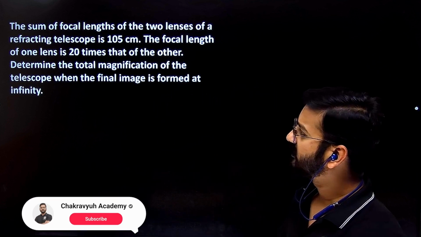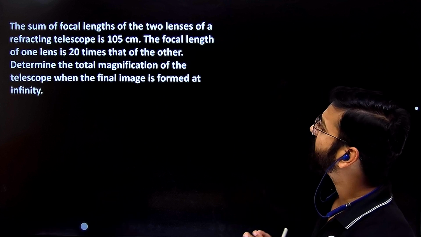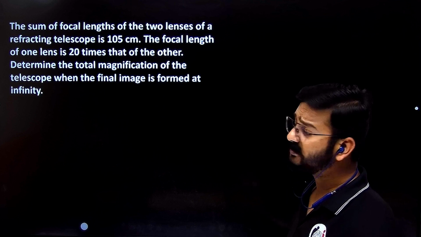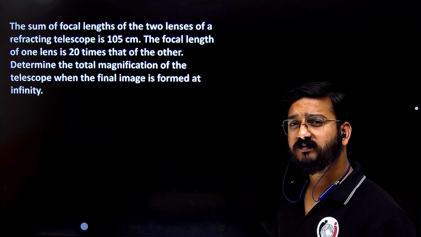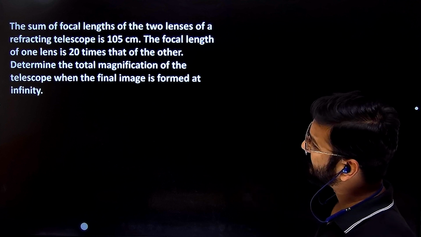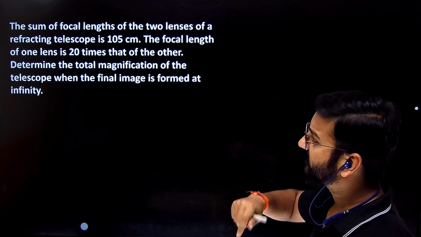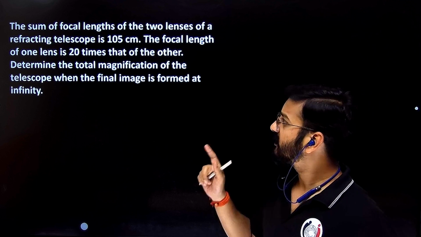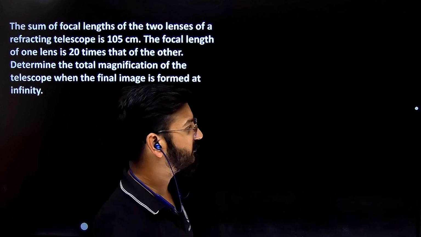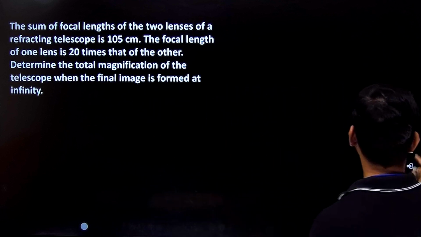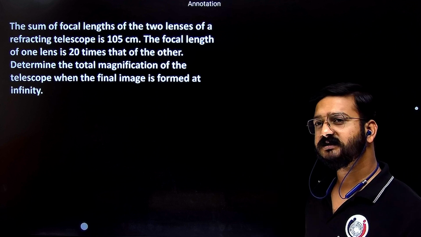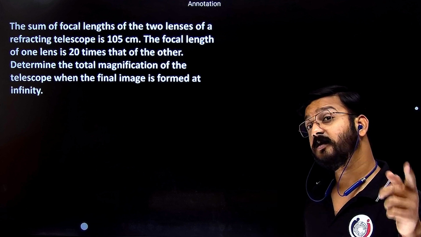So the first question is: the sum of the focal lengths of the two lenses of a refracting telescope is 105 centimeter. It means the focal length of the objective plus the focal length of the eyepiece is given as 105 centimeter. The focal length of one lens is 20 times that of the other. You need to determine the total magnification of the telescope when the final image is formed at infinity. When the final image is formed at infinity, what is the formula for the magnification, students? The formula for the magnification is f naught by fe when the image is formed at infinity.